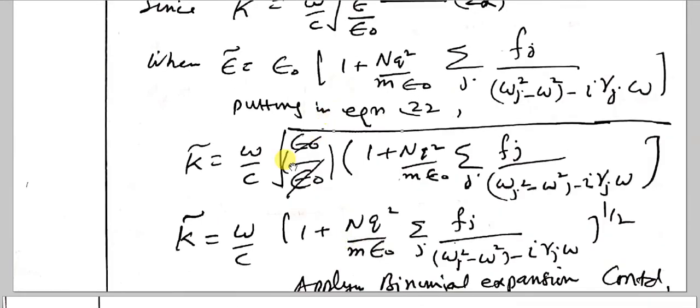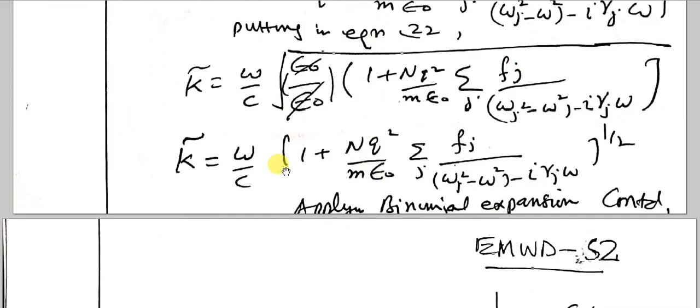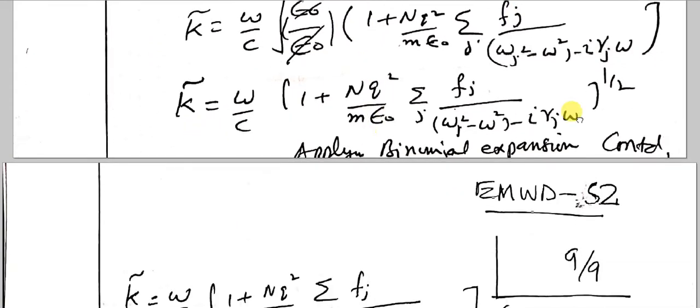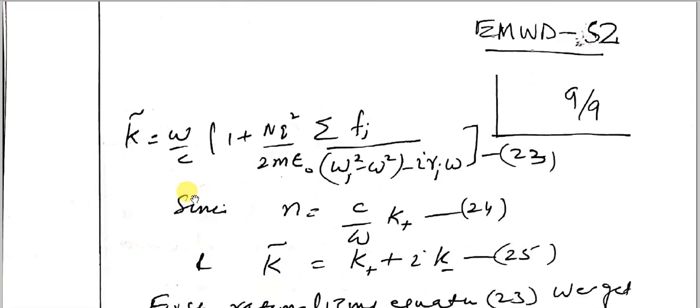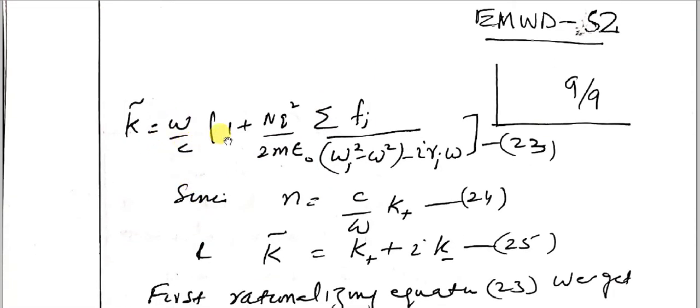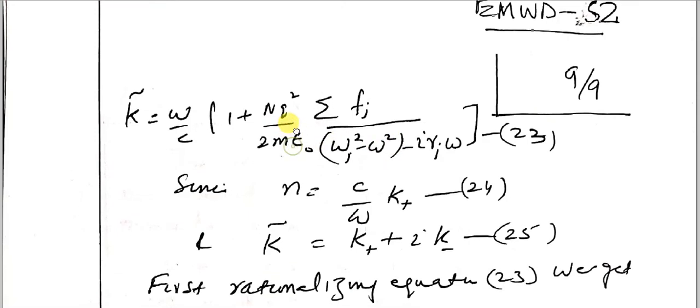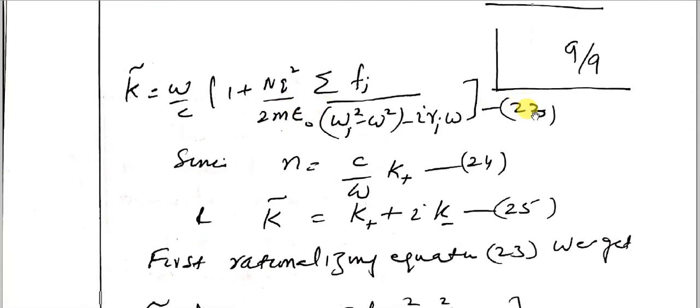What we get is k equal to omega by c times 1 plus n q square by 2 m epsilon naught, this is the binomial. The 1 by 2 comes down here, and the rest, the higher order terms, we ignore, and we are left with this result as equation number 23. Since n is equal to c by omega times k, and k is equal to k plus plus i k minus, which is equation number 25.